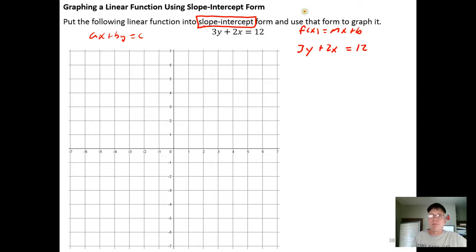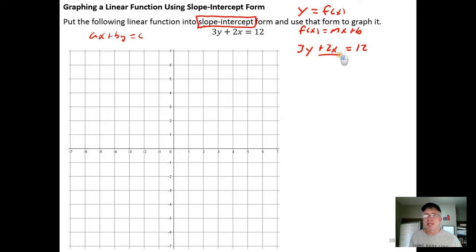And we want to remember that when we have a function, y and f of x are the same thing. So we're really saying, hey, solve this function for y. Put this function here that's in standard form into the form y equals mx plus b. Solve it for f of x. Solve it for y. So we're going to do that. So I need to get the y by itself.